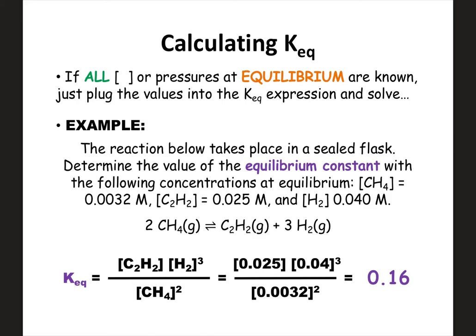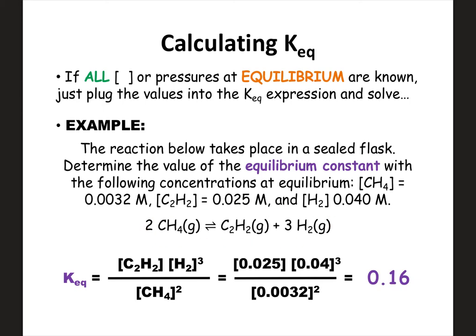If you know them all at equilibrium, just plug into your KEQ expression and then solve the problem. It's that simple. As long as you know all the values at equilibrium, you can plug them in and solve for KEQ. So look at this very first example. It says the reaction below takes place in a sealed flask. Determine the value of the equilibrium constant with the following concentrations at equilibrium. They're telling you all of these concentrations are at equilibrium, so they gave you all the concentrations for everything in this reaction.